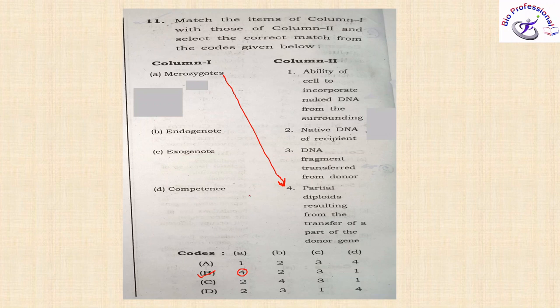So let us also check. Endogenote is the native DNA of the recipient, meaning when a cell takes DNA from outside, the inserted DNA is known as the exogenote, and the native DNA is the endogenote. Exogenote will be the DNA fragment transferred from the donor. And competence is the ability of a cell to incorporate naked DNA from the surroundings. So this is competence. So option B is the correct one here.